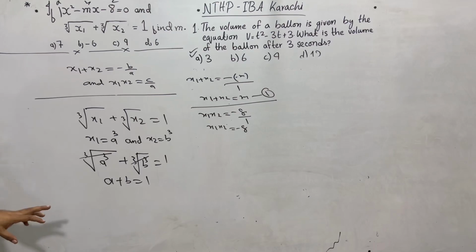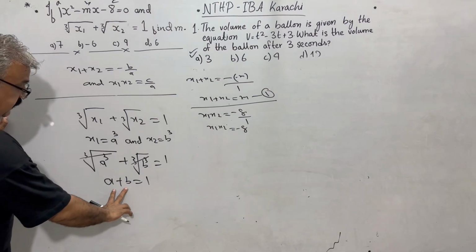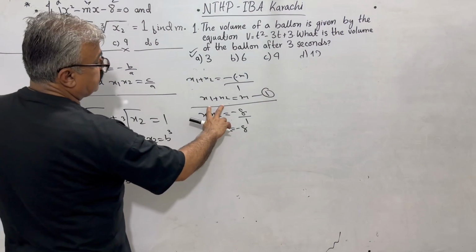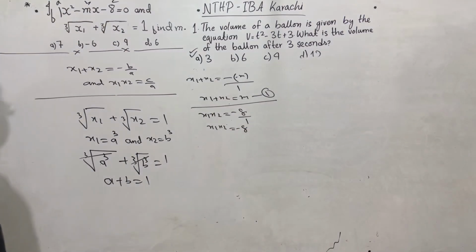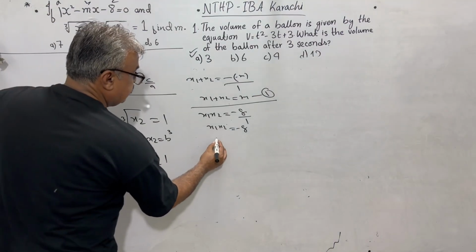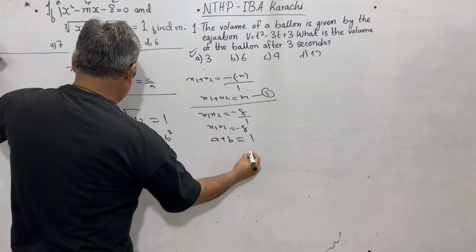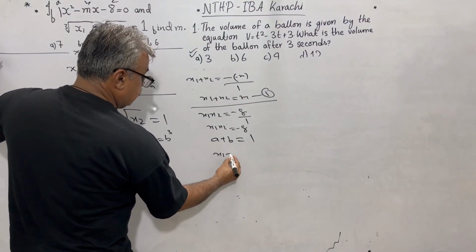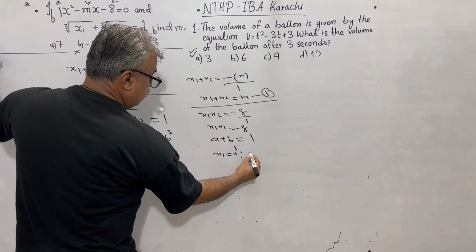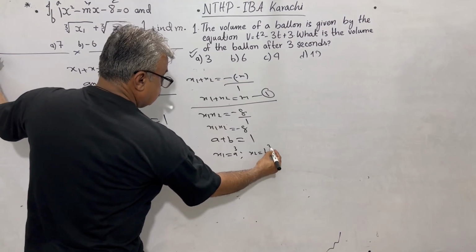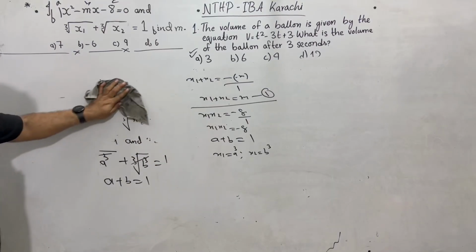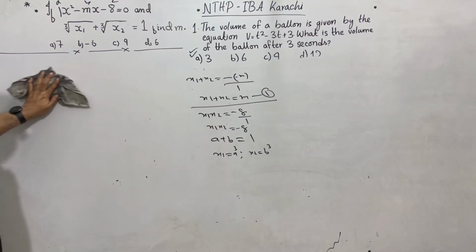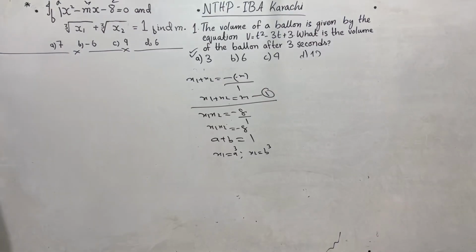Now utilize all these conditions: a plus b is equal to 1, x1 plus x2 is equal to m, and the product x1 into x2 is equal to minus 8, to get to the value of m. Let me write this here. a plus b is equal to 1, and we have assumed that x1 is equal to a cube and x2 is equal to b cube. Now connect them together to get to the value of m. How? Let's see and find out.